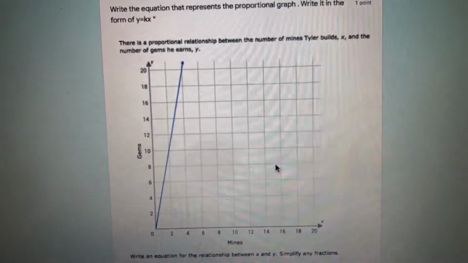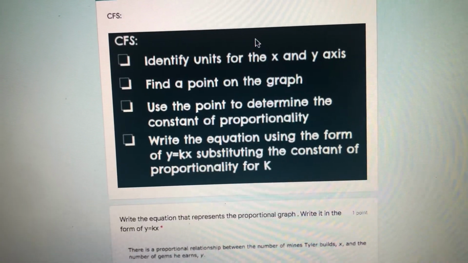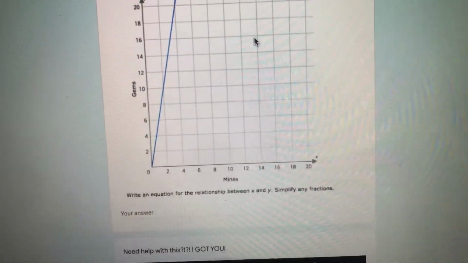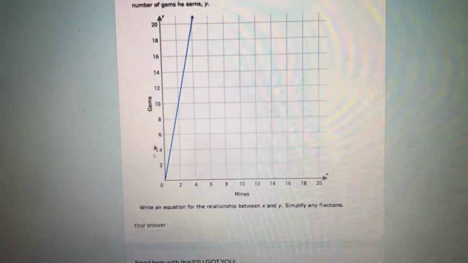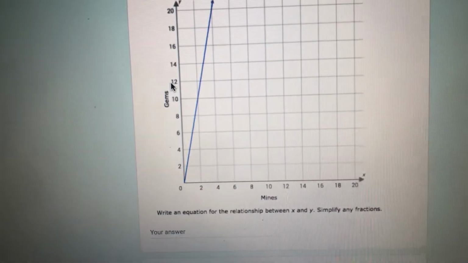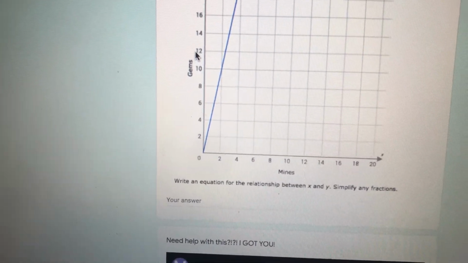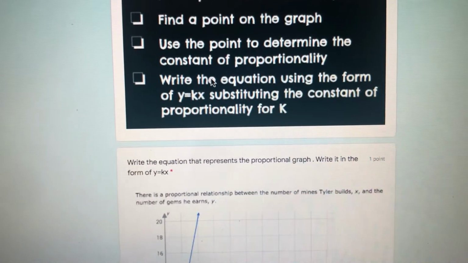Okay, so how do we do this? First, we're going to look at this CFS. The first thing is we always got to be aware of our x and our y axis. So my x represents mines and my y axis represents gems. And that's the first thing that we are going to note down. So what is my x? What is my y?